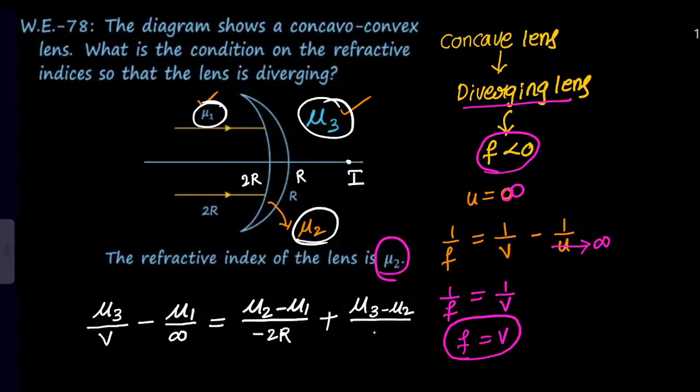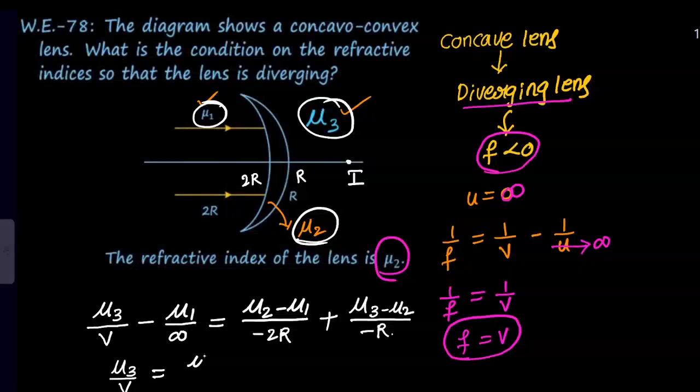Which direction is open here, left or right? Left side open means positive or negative? Negative. So R2 is minus R. Now simplify this. We can say mu3 by v is equal to, minus is there, so the minus will go to the numerator.